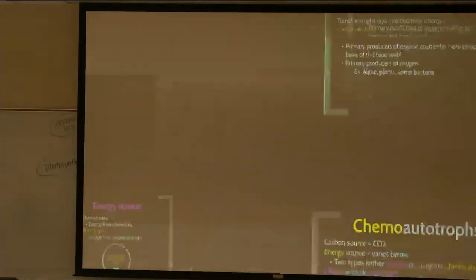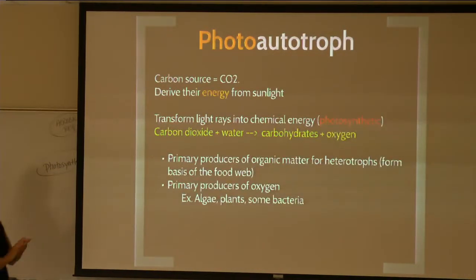All right, so let's start this portion of the lecture. I try to color code it as much as possible, just to have some things pop. So photo, again, refers to energy source. Photo refers to light. So they derive their energy from sunlight. Auto, it's in pink, can't really tell with the screen in here, but auto in carbon refers to the carbon source, which would be inorganic, which is CO2.